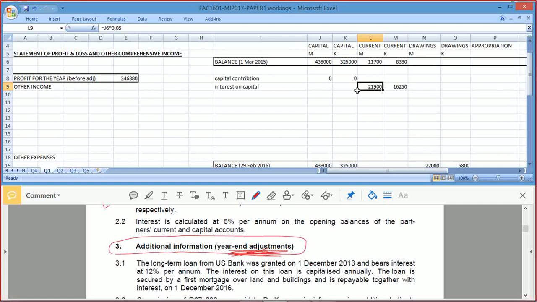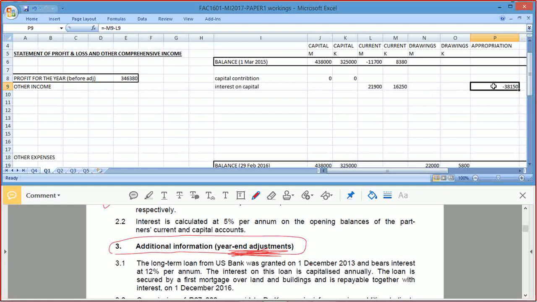Right, so it's 5% of M's capital at the beginning of the year and 5% of K's capital at the beginning of the year. And that would be coming out of where? The profit, do you agree? Yes, okay, that comes out of appropriation. So it'll be minus this, minus that, gives you a full negative, which would have come out of the profit. So there'll be less to distribute.